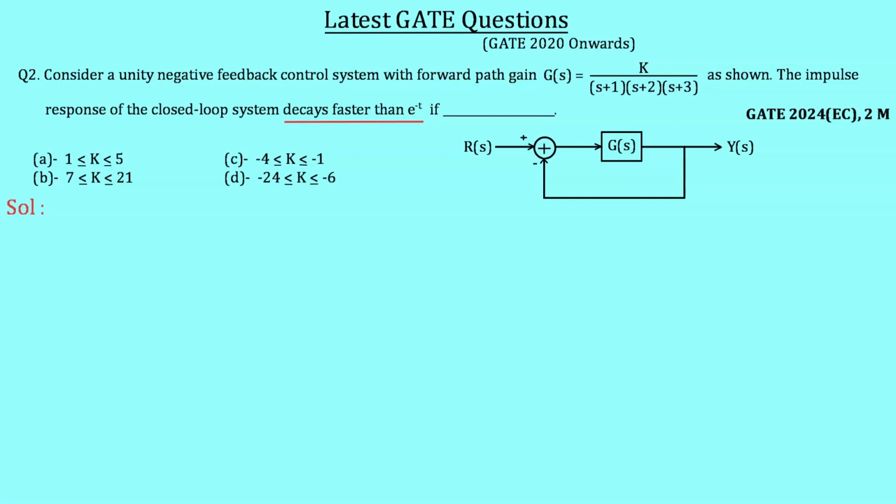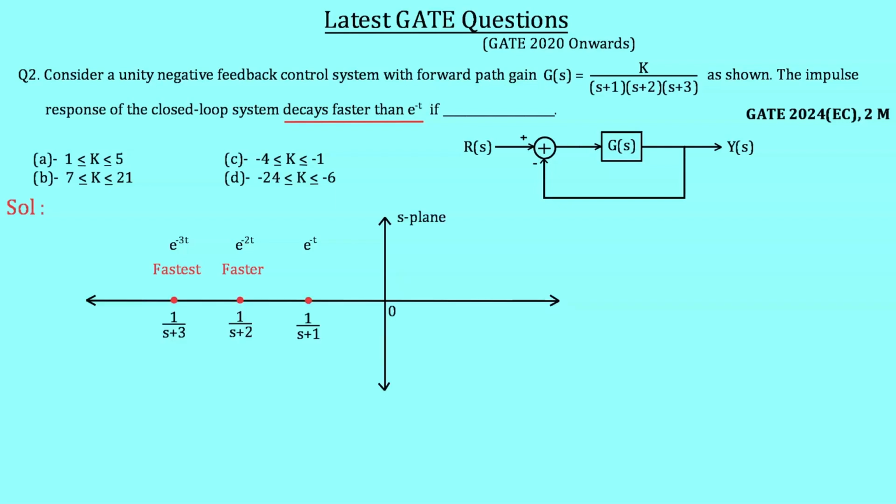Suppose we are having three functions: e^(-t), e^(-2t), and e^(-3t). Obviously, out of these three terms, e^(-3t) is the term which decays the fastest. Now, if we try to plot the roots of the denominator of the Laplace transform of these functions in the S-plane, we will observe that the point corresponding to the function e^(-3t) lies leftmost compared to other functions. So, the question is indirectly saying to you that the poles should lie on the left of -1 on the real axis in S-plane.